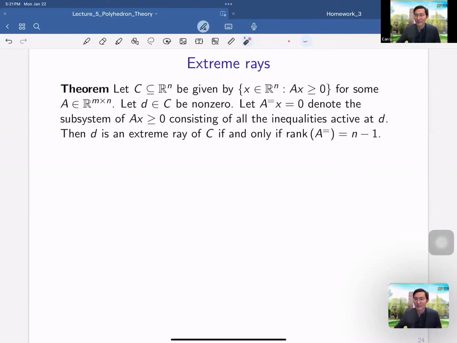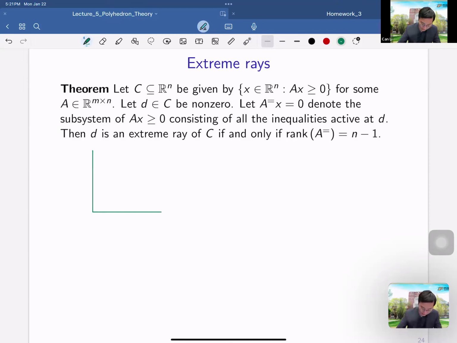Okay. So as you can see, the difference between extreme rays and extreme points is the following. When we are finding extreme points, we need n linearly independent active constraints, right? And when we are finding extreme rays, we need n-1 linearly independent active constraints. Okay, so let's show a trivial example to see why this theorem is true.